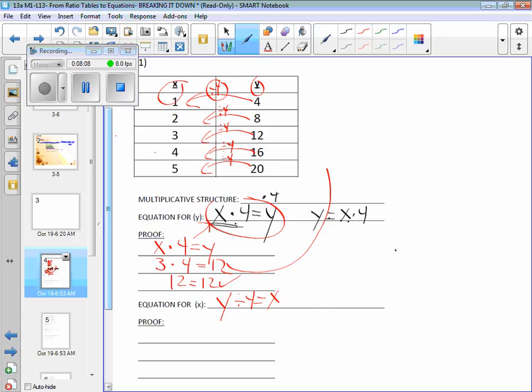One goes one way when you did it in the first one. One goes the other way.